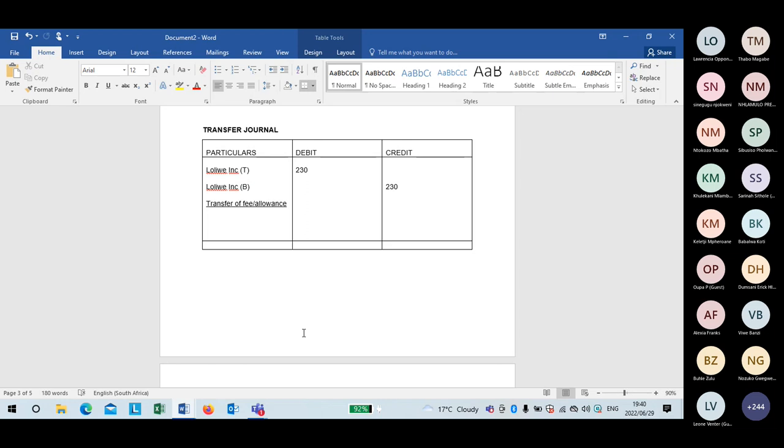Okay. Before you transfer, you need to firstly determine how much is due to you, and secondly, check if what is due to you is available in the trust account. Once you are satisfied, you proceed to the transfer journal. On the transfer journal, you will debit the client from whose account in trust you are transferring money and credit that same client in business. In our case here, you will debit the correspondent in trust and credit the correspondent in business. Your narration will be transfer of allowance or transfer of fees. If you're a VAT vendor or there is VAT provided for, it will be transfer of fees plus VAT.